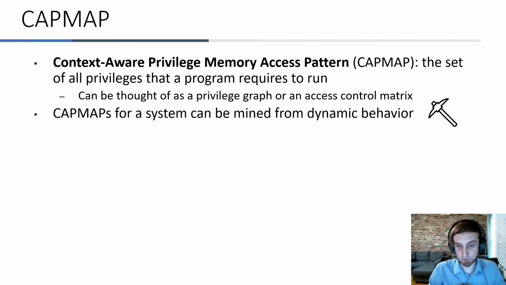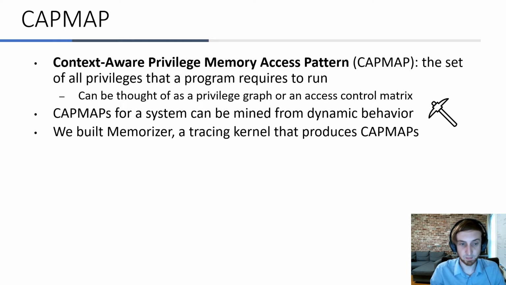A big advantage of this model is that cat maps can actually be mined on real systems. So we can really run a program and produce its cat map from an actual real system. And indeed, in previous work, we built Memorizer. Memorizer is a tracing Linux kernel that produces cat maps. I'll refer you to the Memorizer paper for complete details. But basically what we did there is we added hooks into all of the kernel's allocators, and then we used shadow objects to track all of the objects that are allocated by the kernel.